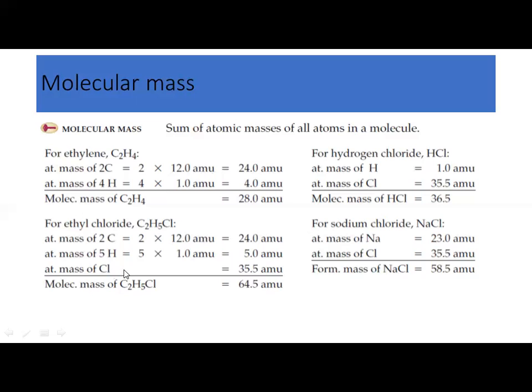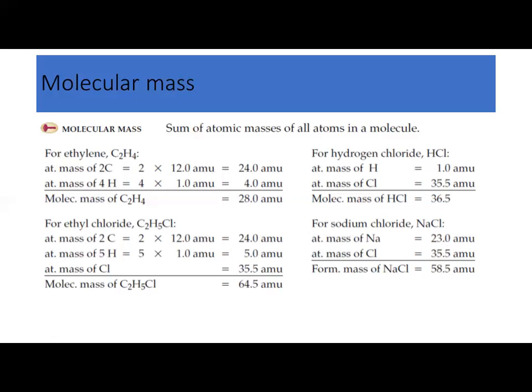For the mass of 1 chlorine, there is no need to show it over here because only 1 atom is present, and 1 atom has a mass of 35.5, and you have to sum up. The total value will be 64.5, and this is the molecular mass of ethyl chloride. Clear?